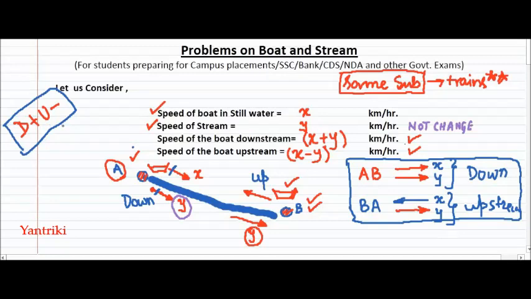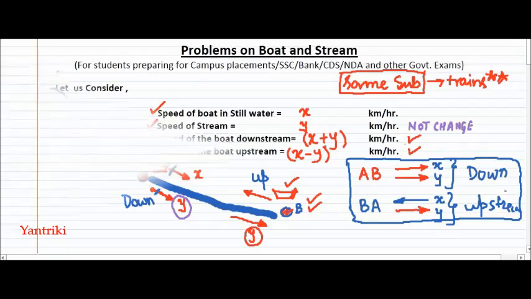So what it says, D is for down. Whenever it is down, speeds will get added up. Whenever it is upstream, speeds will be subtracted. So now let us directly move to the problems.